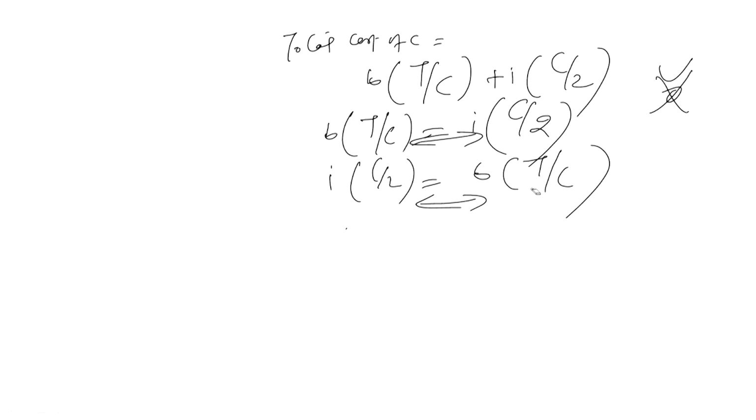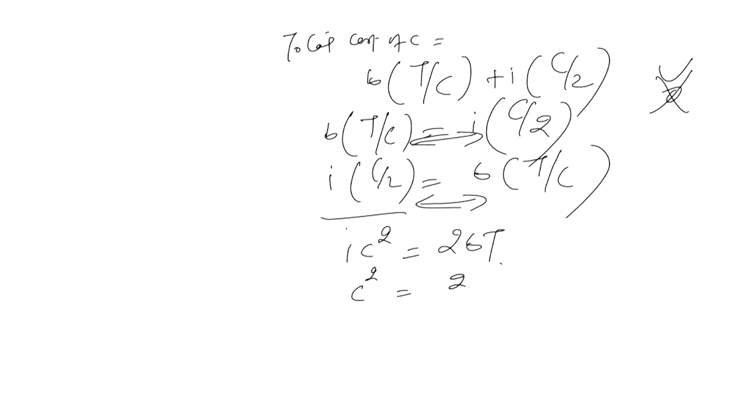So if you cross multiply it, what will it become? We started with I into C by 2 and B into T by C. If you cross multiply it, it will become IC square is equal to 2BT. It is the 2BT, and C into C is C square, and I is already there. So it becomes IC square is equal to 2BT, and C square will be how much?